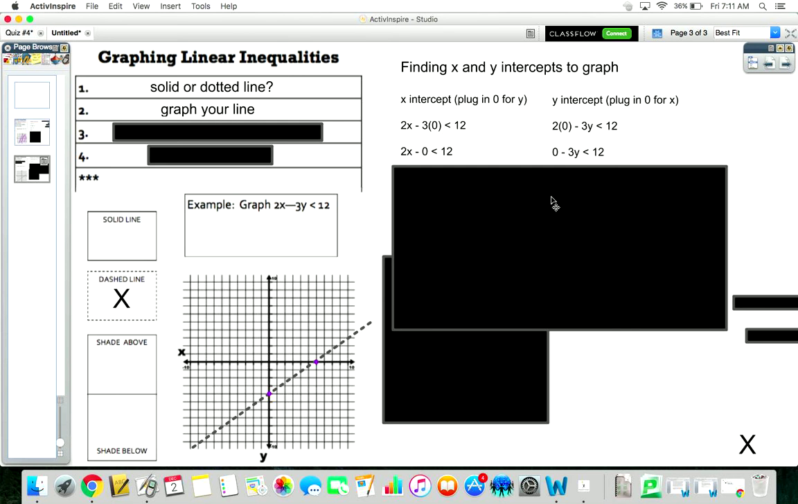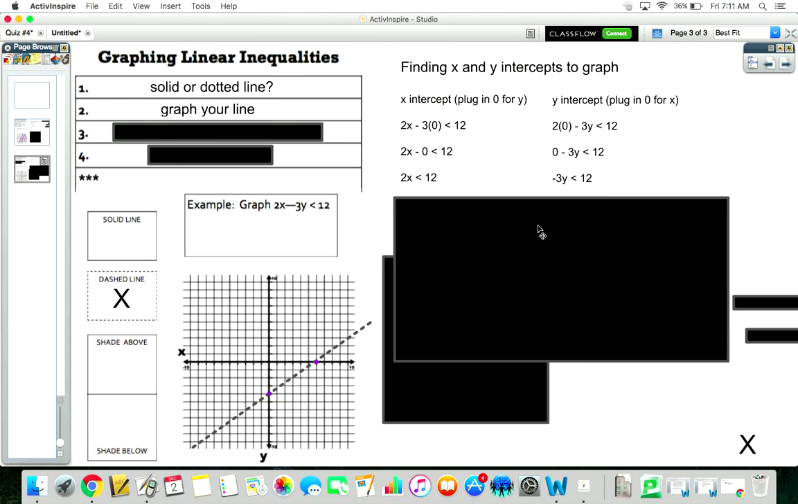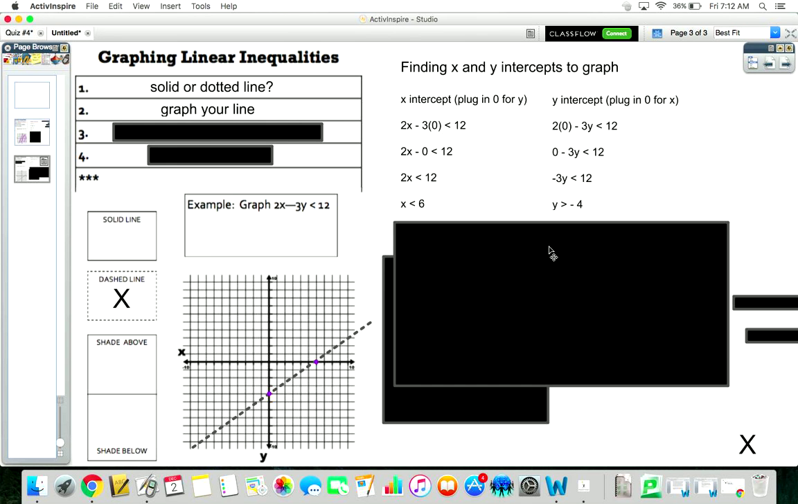Looking at the x-intercept, I have 2x minus 0 is less than 12. Then on the y-intercept, I have 0 minus 3y is less than 12. I have 2x is less than 12. And on the y-intercept, I have negative 3y is less than 12. Lastly, for the x-intercept, I have x is less than 6. And you can see on the y-intercept, I had to flip my sign because I divided by a negative, and I have y is greater than negative 4.